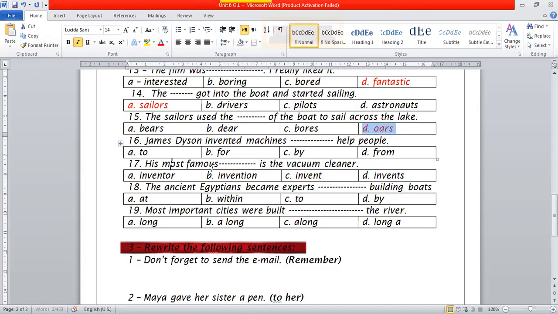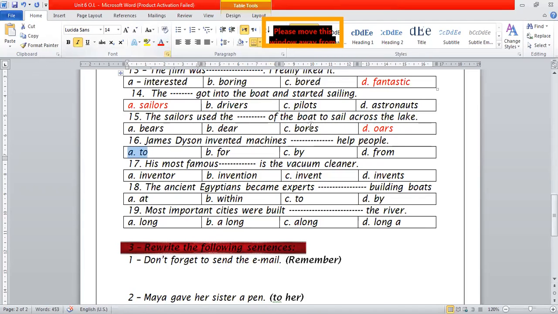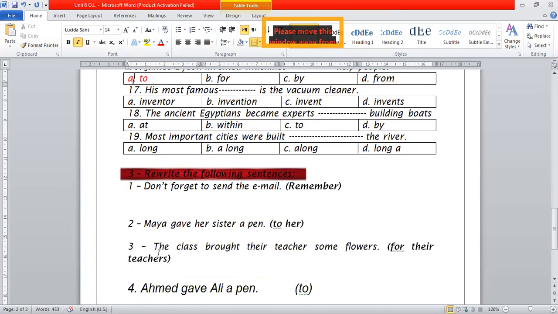James Dyson invented machines to help people. To help, yes. Because if you find it helping, you will use for, but if you find it in the infinitive, you will use to, as you see, to help. Number 17, his most famous invention is the vacuum cleaner. Invention. Very good, because invention is a vacuum cleaner, but inventor is a person.